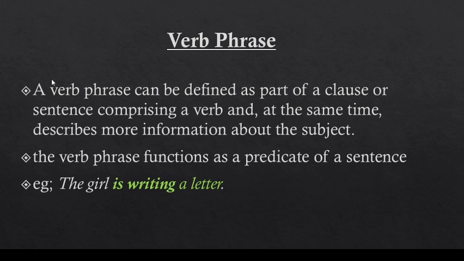Next, verb phrase. A verb phrase can be defined as a part of a clause or sentence comprising a verb, and at the same time it describes more information about the subject. The verb phrase functions as a predicate of a sentence. Example: the girl is writing a letter. Is writing a letter is the verb phrase in this sentence, which is the predicate part of this sentence.